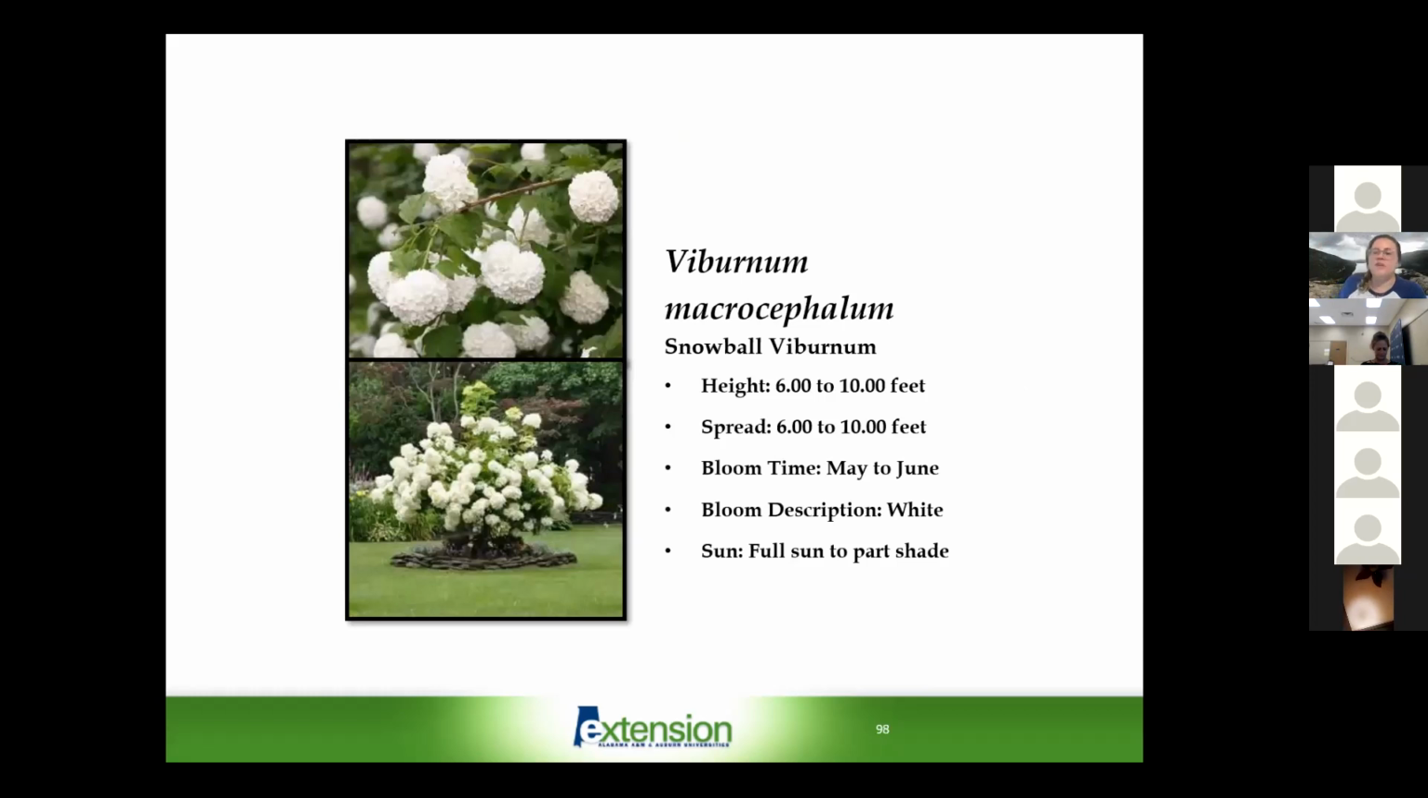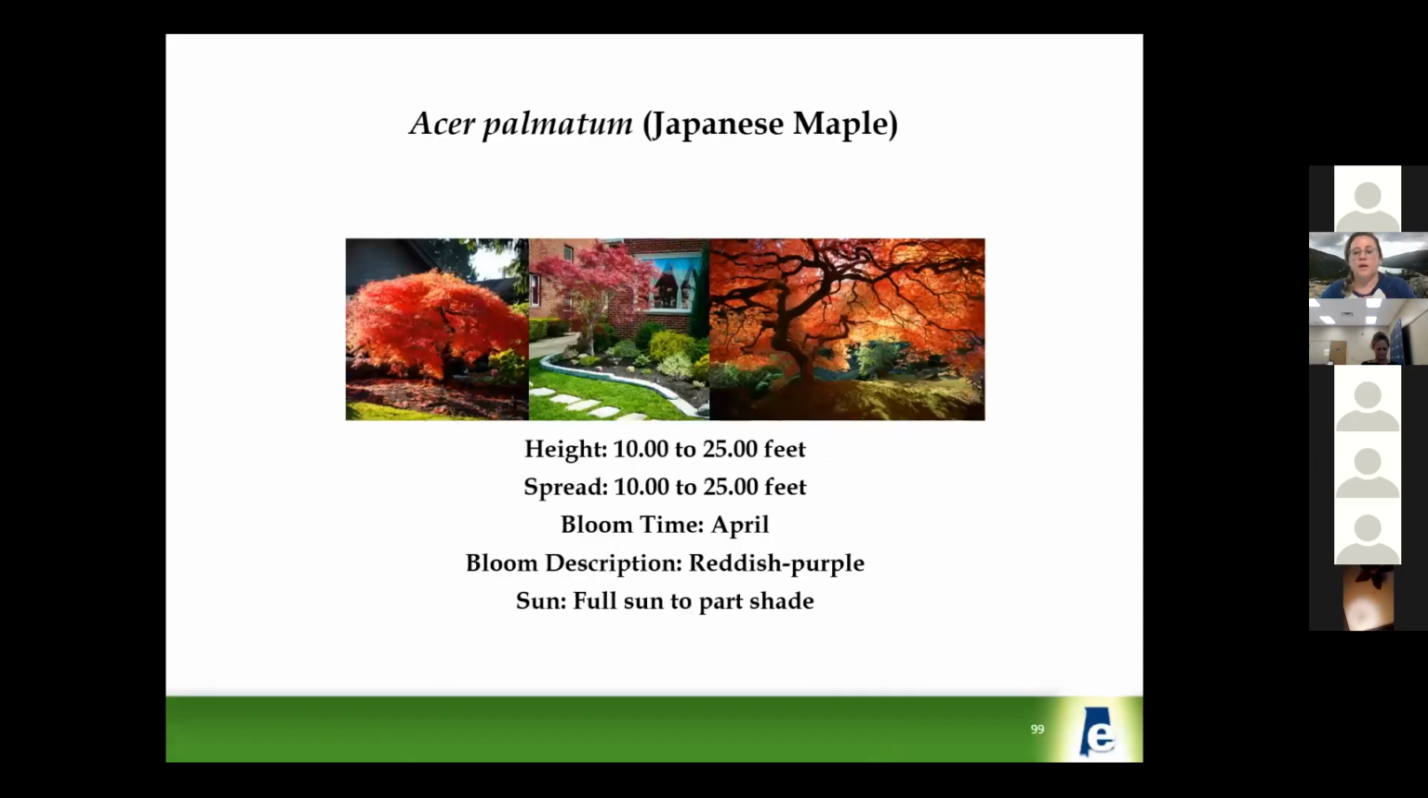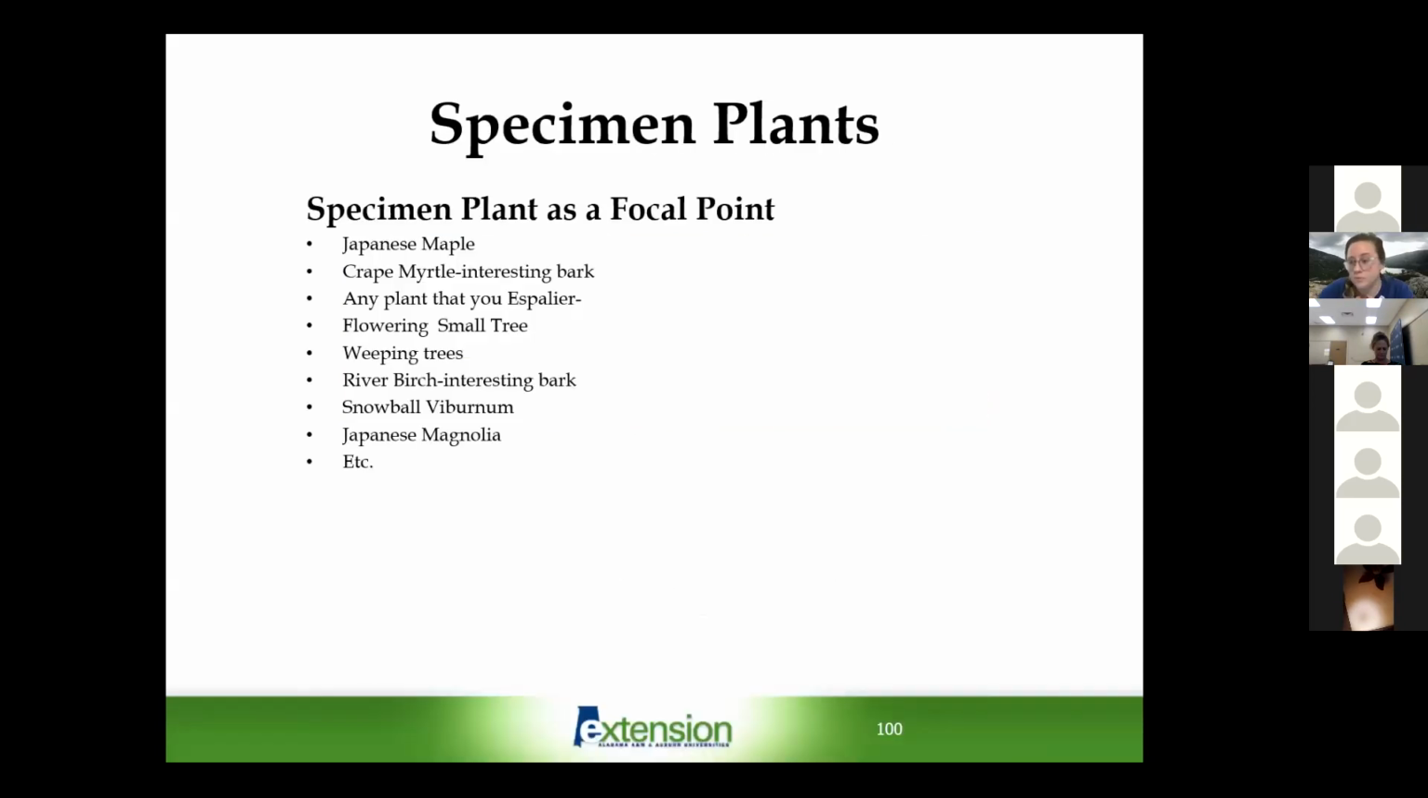Viburnums can be. Now this one's kind of like with the crepe myrtles. It can go multiple directions, but snowball viburnums especially can get huge, and they are definitely, when they are blooming, a focal point. Of course, Japanese maples, probably our most common specimen plant that we use in the landscape. Some other ones, crepe myrtle on our list.